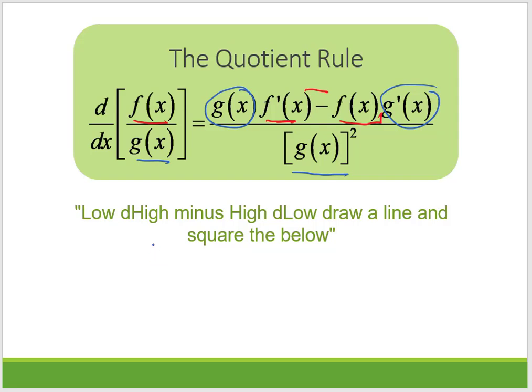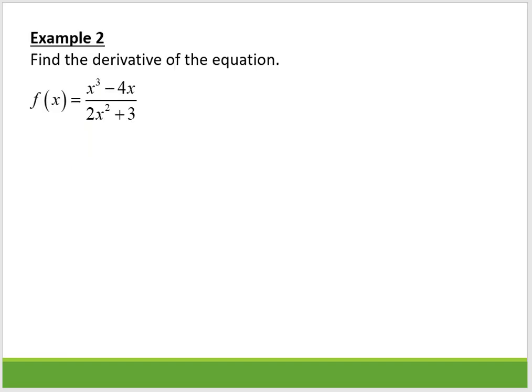And this is what I say in my head every time. So I would memorize that. Both of these rules you need to memorize. Just keep that in mind. So low d high minus high d low, draw a line, square the below. Okay. It reminds me, I think it's like a Snow White and the Seven Dwarfs song. That's what it kind of reminds me of.